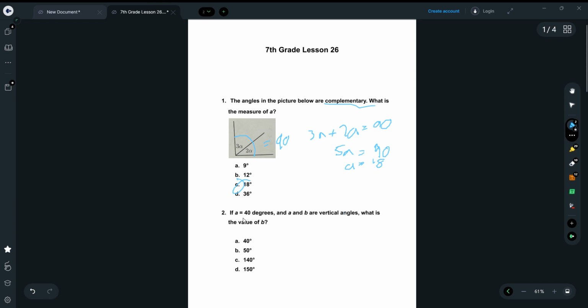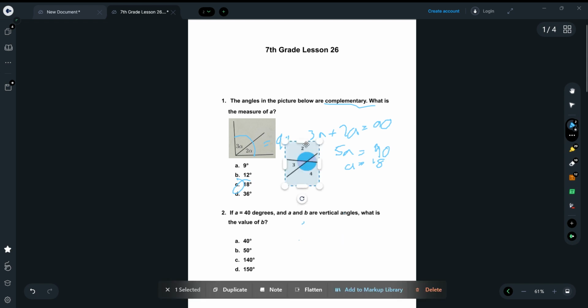Okay, next question. If angle A equals 40 degrees, and A and B are vertical angles, what is the value of B? Now, what is a vertical angle? Let's see this picture of a vertical angle. A vertical angle is angles that are opposite each other. So something that looks like this.